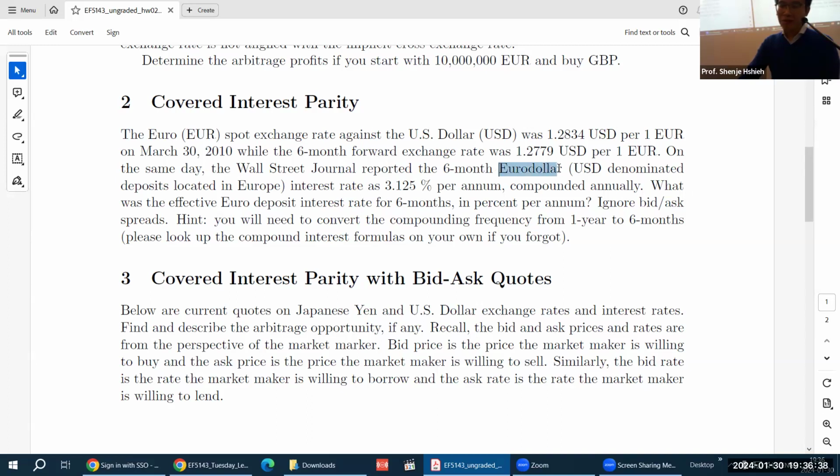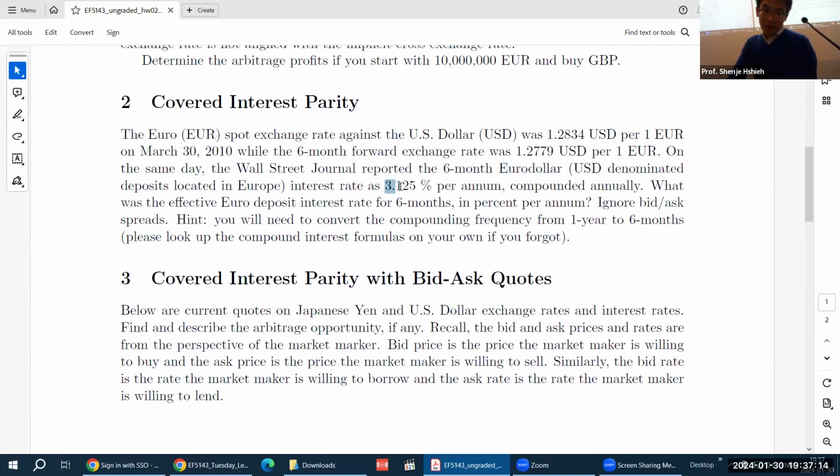So euro dollar, you will probably see this all the time. Euro dollar just means US denominated deposits that are located in Europe. So in Hong Kong, you can deposit US dollars in a bank and earn interest on it. I don't know the name, I guess it's euro Hong Kong dollar, something like that. But the whole point is that you can get foreign interest on your bank deposits, even though you're in a different country. So Eurodollar is US denominated deposits located in Europe.